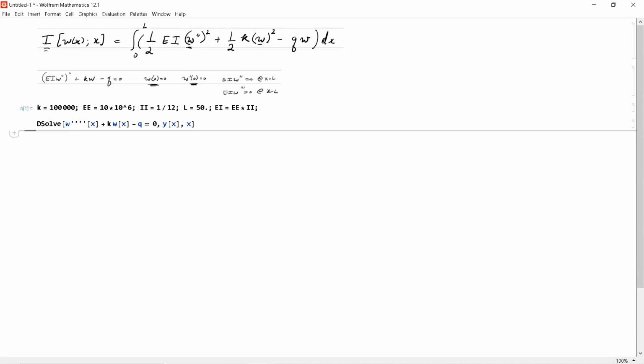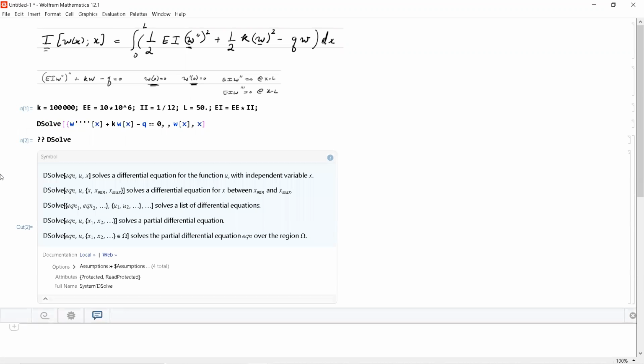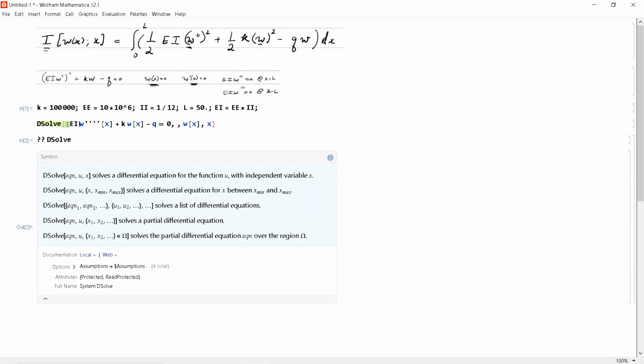To solve it, I believe we're almost set. All I have to do is add the other boundary conditions. If you don't know, actually you can do DSolve like that, and it will tell you exactly what needs to be entered. Do you need to put EI in front of your W? Yeah, I will do W prime, prime, prime, prime. Yes, thank you. So EI, and then you can see here it tells you how to go about that.